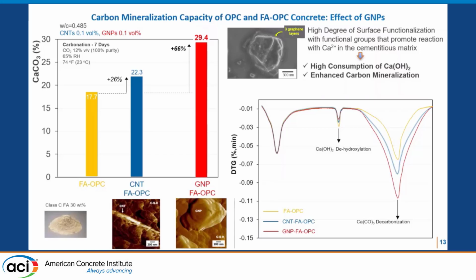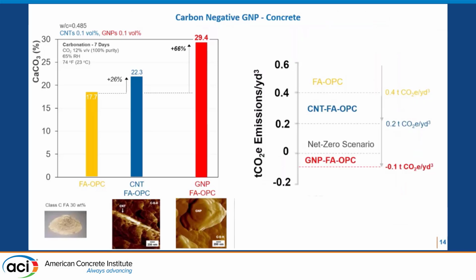I just want to think of the next generation of 3D materials, which I'm not familiar with yet. If you want to see how this translates with respect to our net zero scenario, the GNPs made the difference and we managed to go beyond the zero. This is an additional 0.1 to 0.2% that contributes to a beyond net zero concrete material.